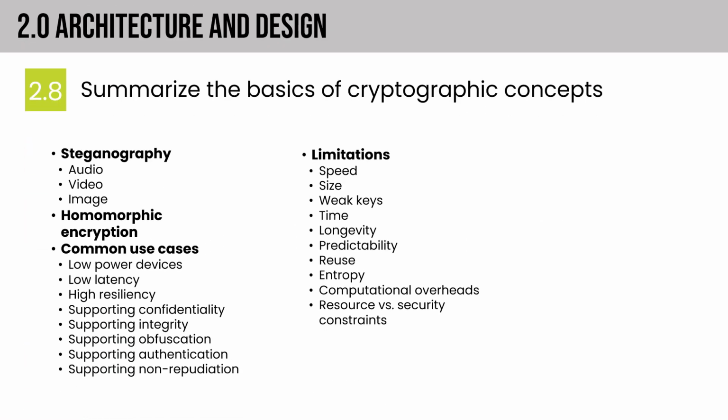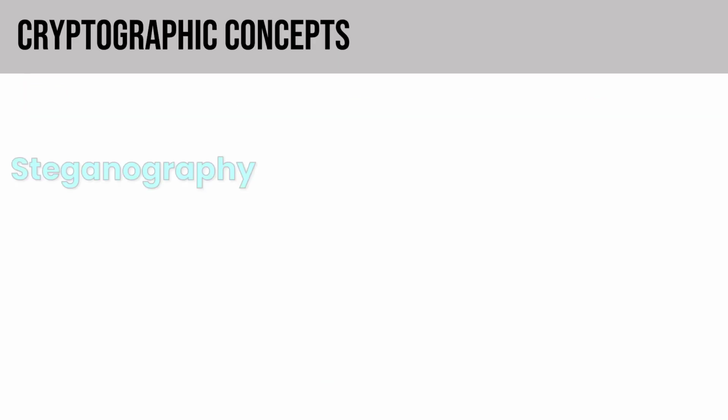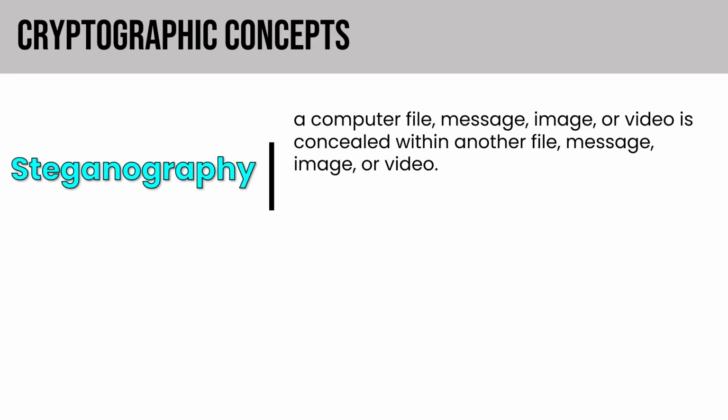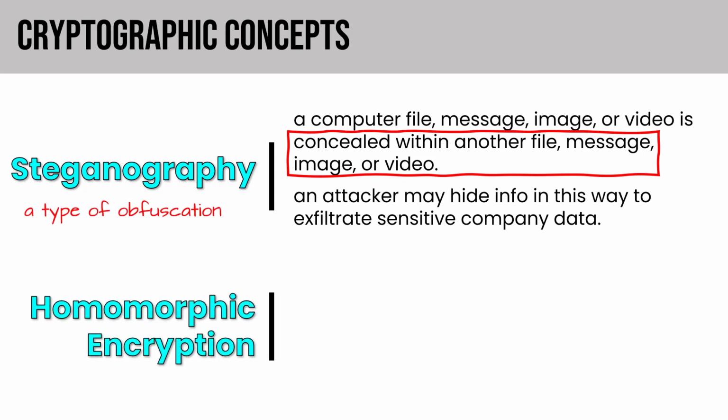And continuing through section 2.8, we're going to touch on some additional cryptographic concepts. We're going to touch on steganography, some limitations in the world of cryptography, and some common use cases. So let's start with steganography, which is where a computer file, message, image, or video is concealed within another file, message, image, or video. So an attacker may hide info in this way to exfiltrate sensitive company data. It's a type of obfuscation.